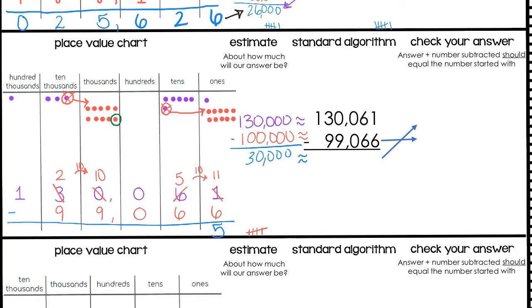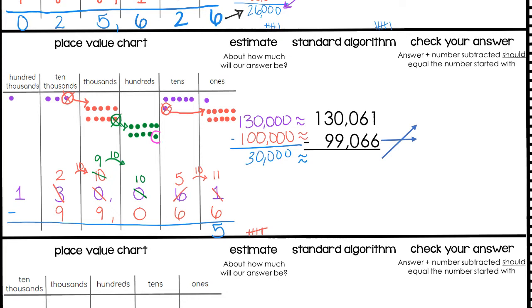Now I'm regrouping one of my thousands into 10 hundreds. Count with me again. 100, 200, 300, 400, 500, 600, 700, 800, 900, 1,000. So I no longer have 10,000s, now I have 9,000s. I've regrouped, and now I have 10 in the hundreds place. But because I still have to come over and subtract in the tens, I'm going to need to regroup again.